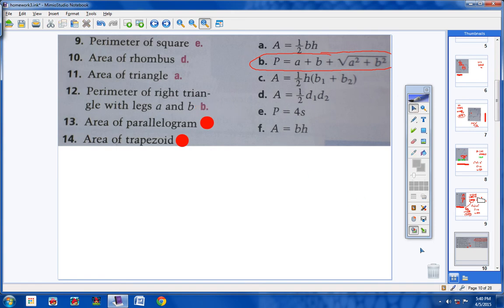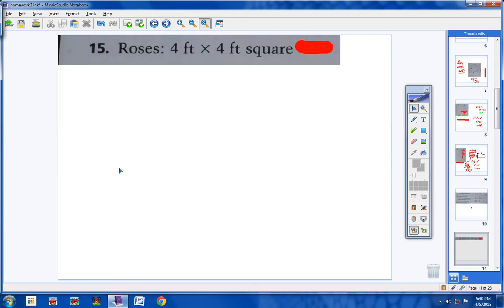Alright, let's take a look at number 13. Number 13, area of a parallelogram. Well, area of a parallelogram is just base times height. Letter F, we just talked about that. Area of a trapezoid, we just talked about that. 1/2 times the height times the sum of the two bases, so letter C. Alright, pretty simple. Moving on to 15 through 20 now. They want us to estimate the number of flowers needed to cover each portion of a float.